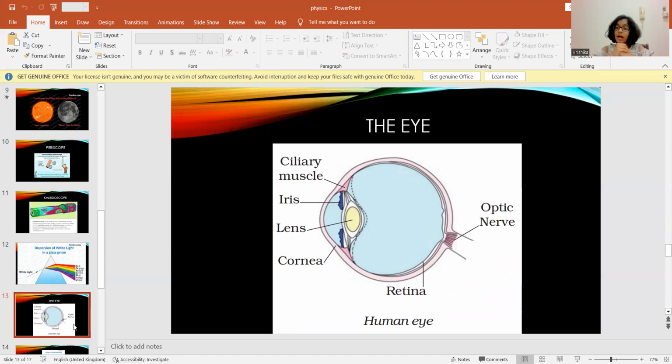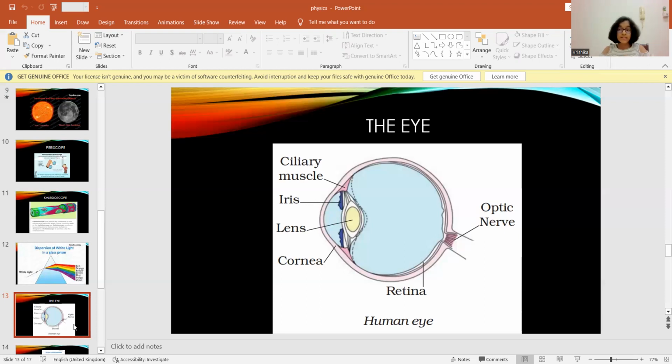Iris is a part of the eye that gives the eye its color. It controls the amount of light entering the eyes. The pupil, its size is controlled by the iris. It allows light to pass into the lens. Ciliary muscles are nothing but the muscles of the eyes.